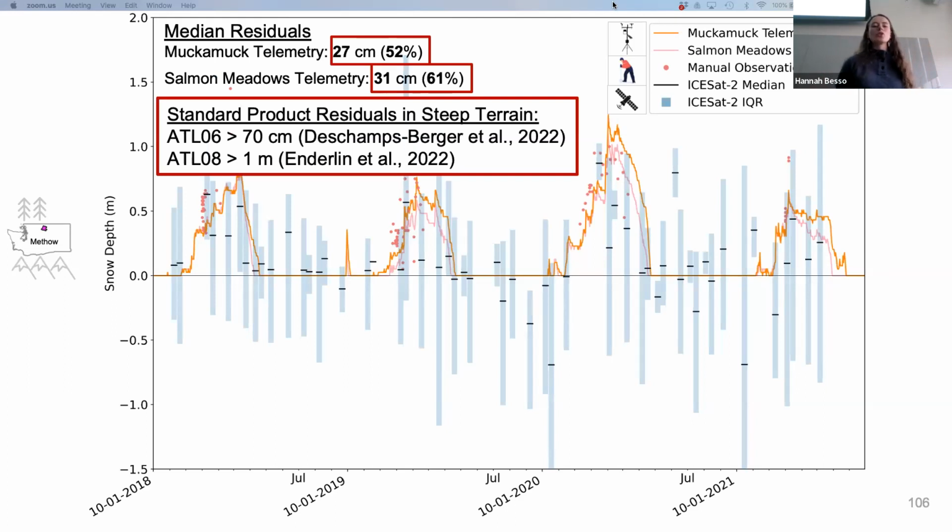We can compare our residuals at the first telemetry station that is measuring snow depth throughout the season. We see a residual difference with ICESat-2 snow depth of about 27 centimeters, which in the Methow, due to how much shallower the snowpack was, resulted in about a 52% difference. At the second weather station, we saw residuals of about 31 centimeters or 60% of the snowpack. And although these look like high percentages when we look at the residuals compared to the depth of the snowpack, the absolute value of these residuals is still lower than that of previous research using standard products.